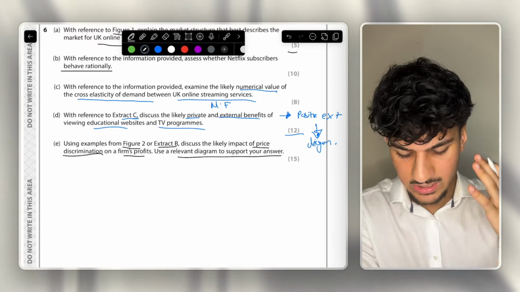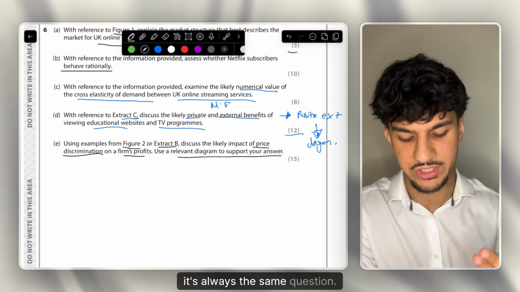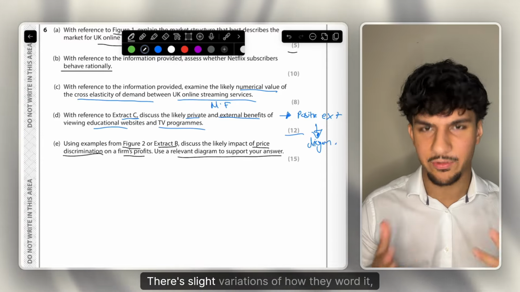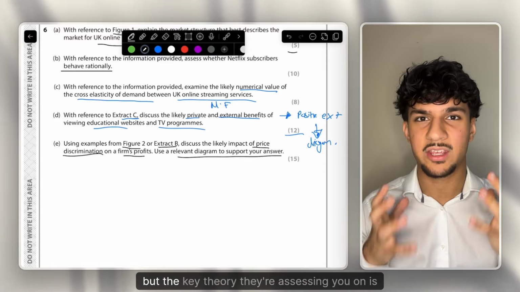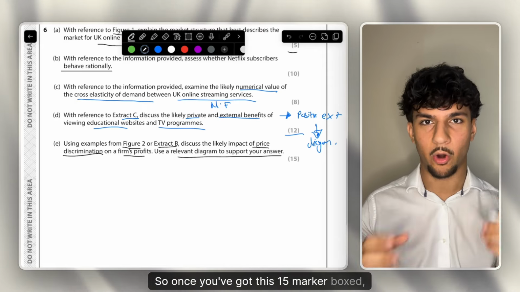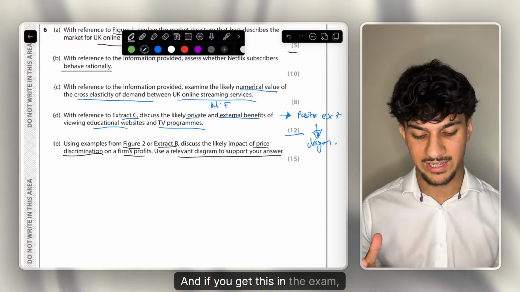As you look through past papers, wherever this is assessed, it's always the same question. Price discrimination can pretty much be only assessed in one way. There's slight variations of how they word it, but the key theory they're assessing you on is exactly the same. So once you've got this 15 marker boxed, you've got like a model answer for it, you're perfect. And if you get this in the exam, you should be laughing.